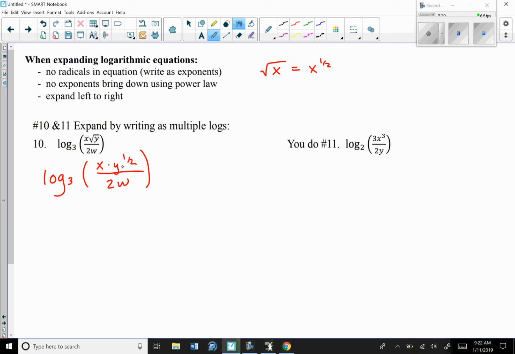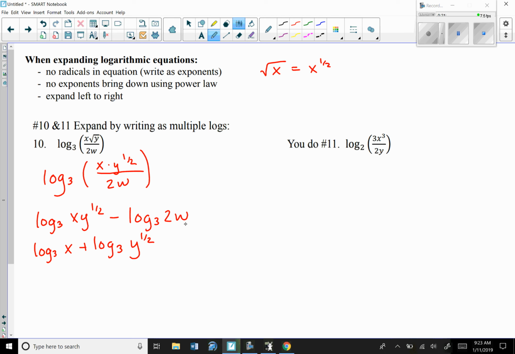Usually I like to get rid of that division first. Since these are being divided, we are going to be using the quotient law of logarithms. So we can use subtraction to separate those, or I should say expand them. So log base 3 of x times y to the 1/2 power minus the log base 3 of 2w. Then right here, the 2 and the w are being multiplied, and x and y to the 1/2 are being multiplied. So now I can use my product law of logarithms and expand these using addition. So this would be the log base 3 of x plus the log base 3 of y to the 1/2 power.